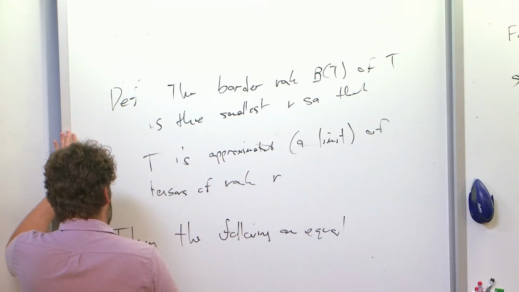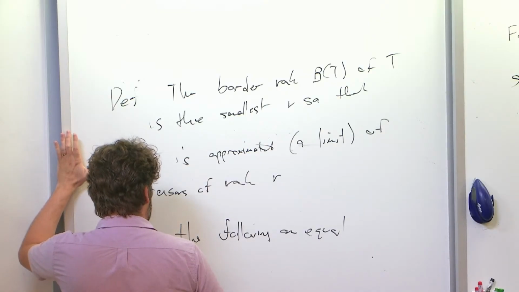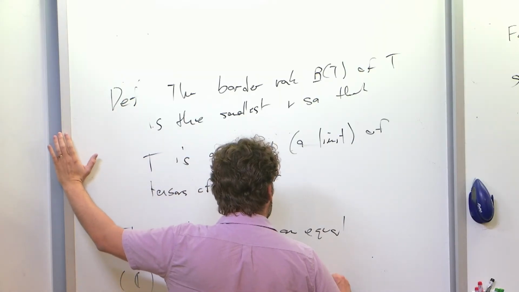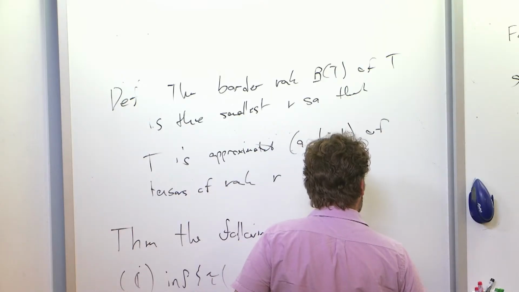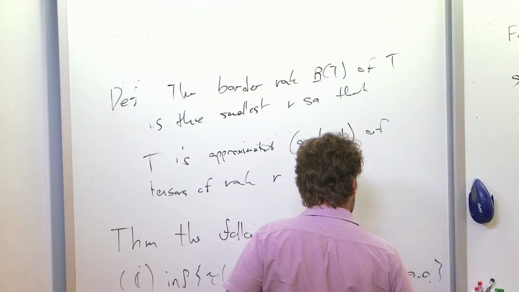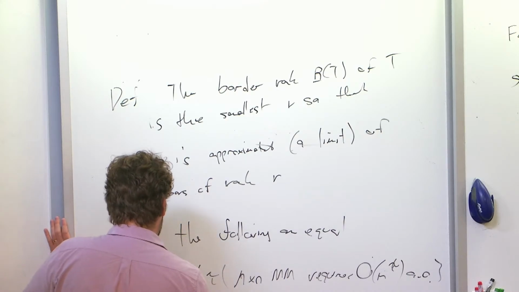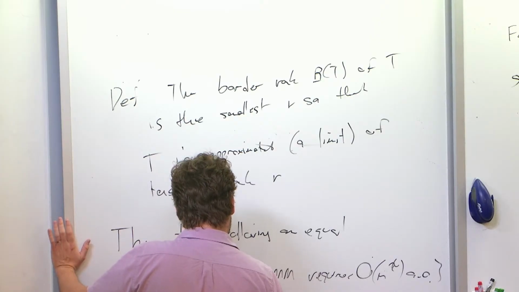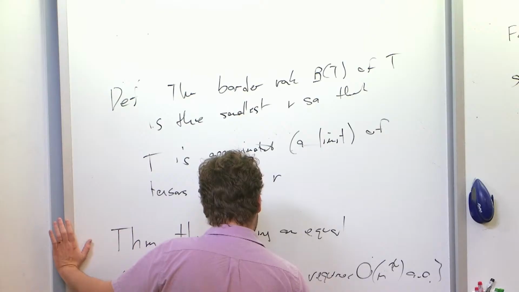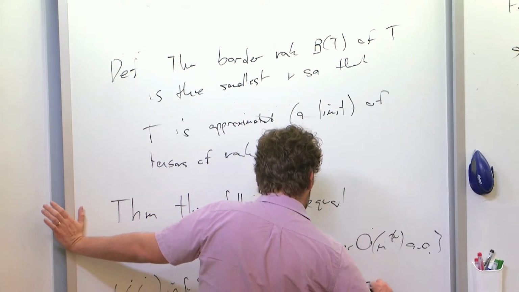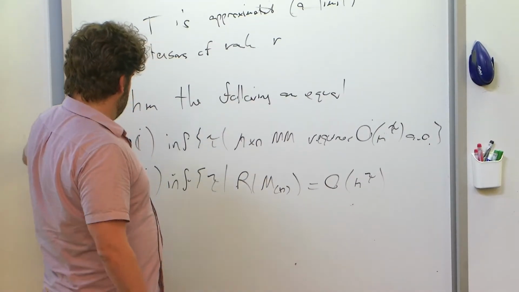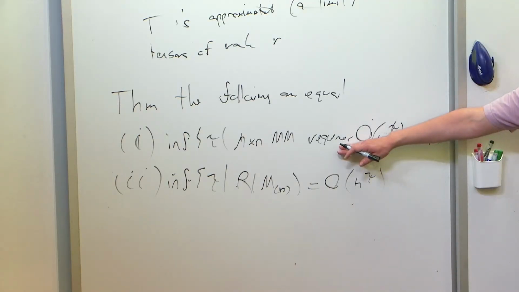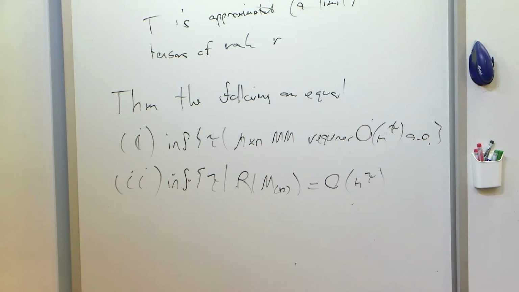One: the infimum tau such that n by n matrix multiplication requires O(n^tau) arithmetic operations. Two: the infimum tau such that the rank of M_n is O(n^tau). These are equal. 1 is equal to 2 due to the two Strassen theorems. We have 1 is less than or equal to 2 because of this, and we have 2 is less than or equal to 1 because of this.